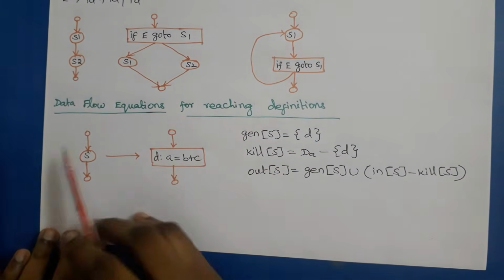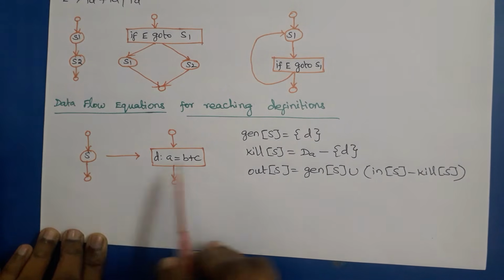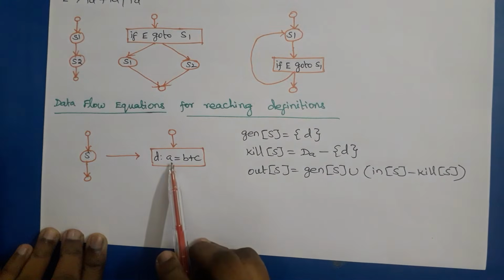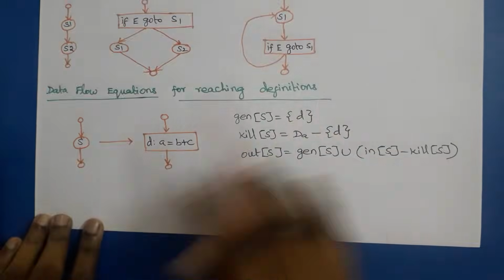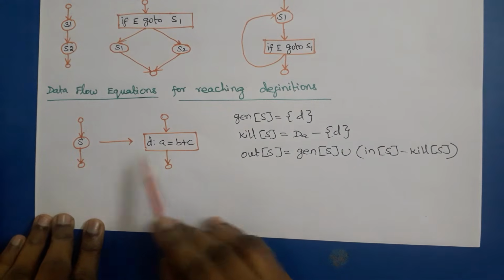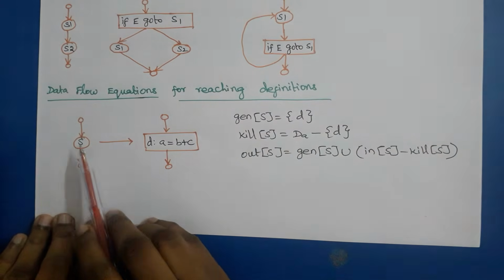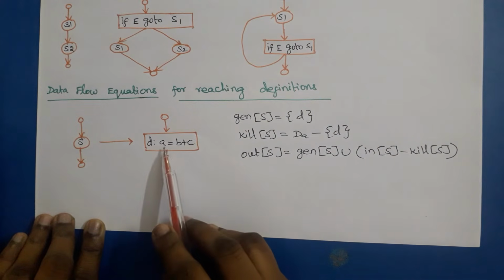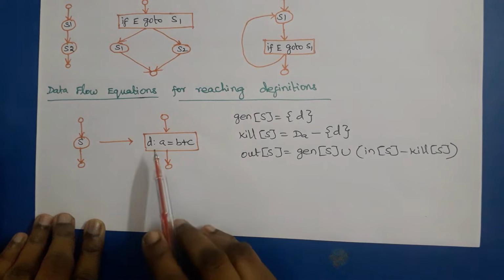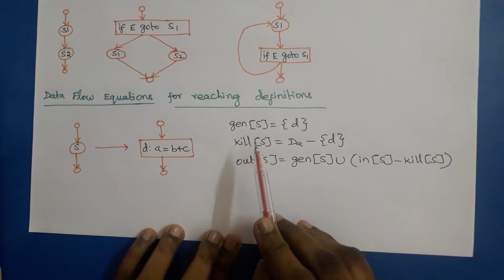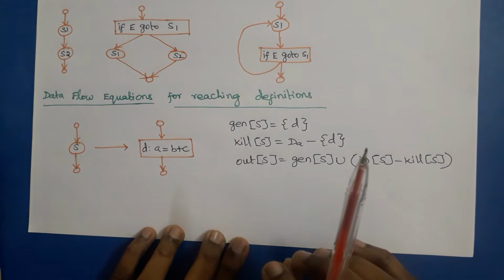Now we are going to discuss the data flow equations for reaching definitions for all the structured programs. Here consider only one statement. A statement may be simply an assignment statement, S tends to id equals E. S tends to, this is the left side of the rule, so S tends to A equals B plus C. The name of this definition is D. Here we are going to discuss all the attributes: gen, kill, in and out.